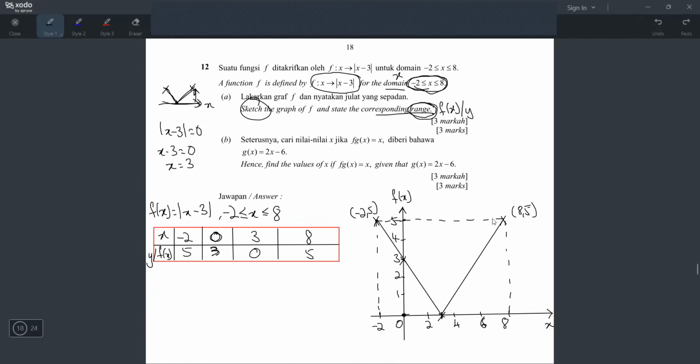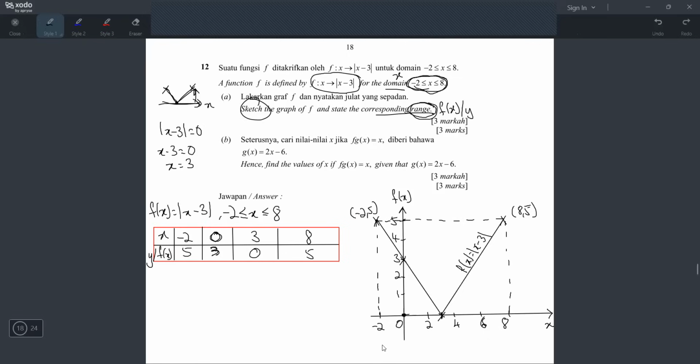Now just write the equation. Where should I write the equation? Let's write here. It will be f(x) equals modulus x minus 3. Okay, now I finish A, but in A they also asked to find the range, right?